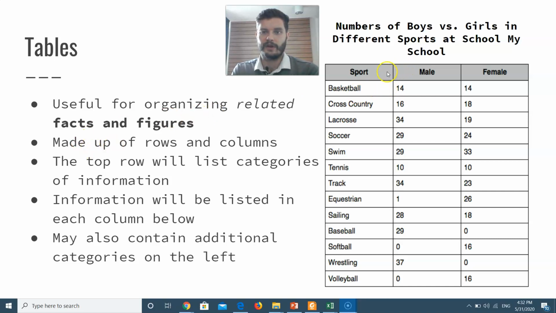Tables are made up of rows and columns. Columns go up and down, and the rows go across. As it says here, information will be listed in each column, under each of the categories. And it may also contain additional categories on the left. Again, I don't want to spend too much time on that because we're all fairly familiar with tables.